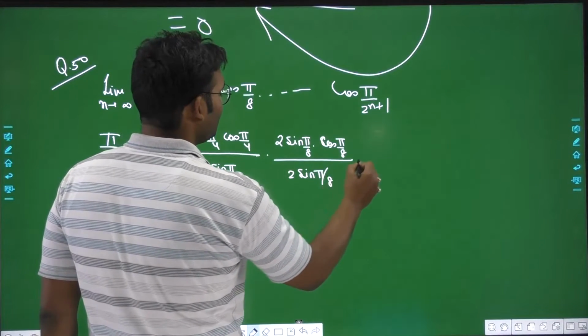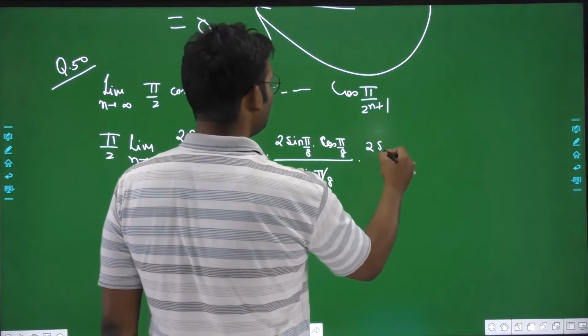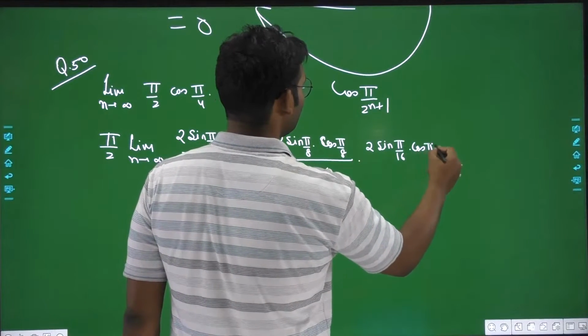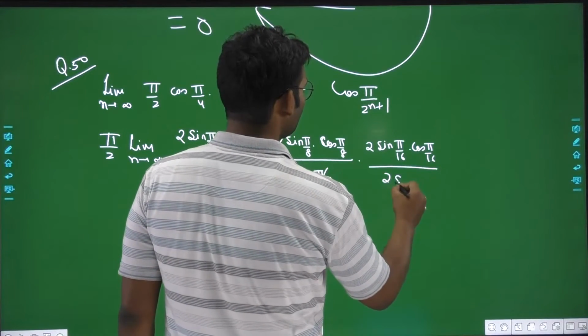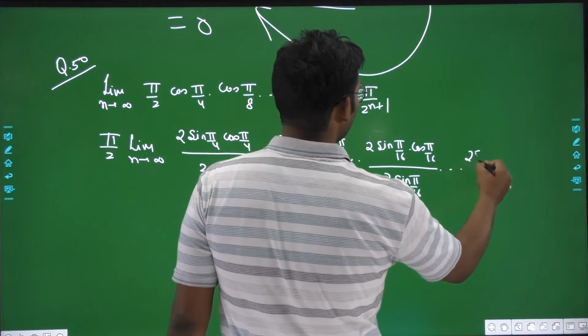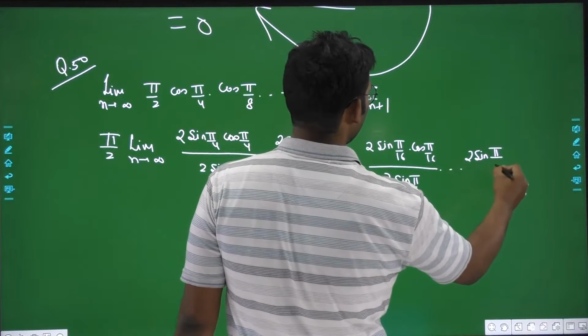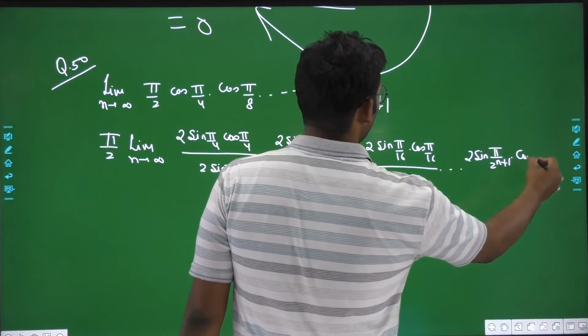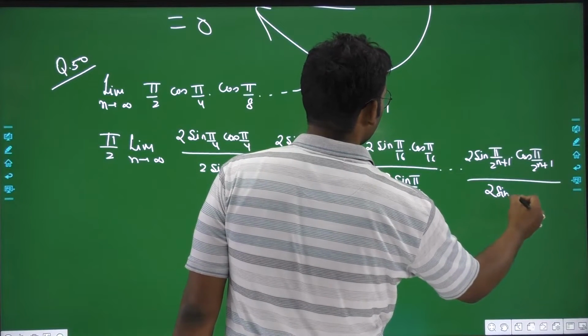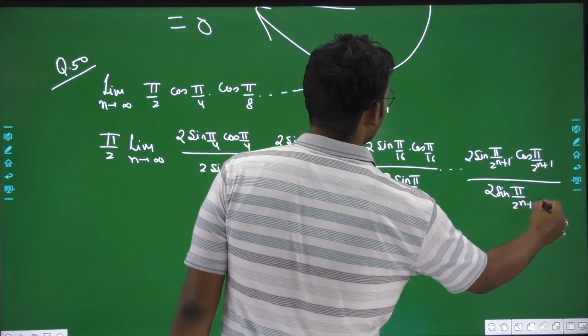Similarly, moving ahead, here I multiply by 2 sin pi upon 16 into cos of pi upon 16, divided by 2 sin pi upon 16, and in the end we get 2 sin pi upon 2 to the power n plus 1 times cos pi upon 2 to the power n plus 1, divided by 2 sin pi upon 2 to the power of n plus 1. So this is how it is.